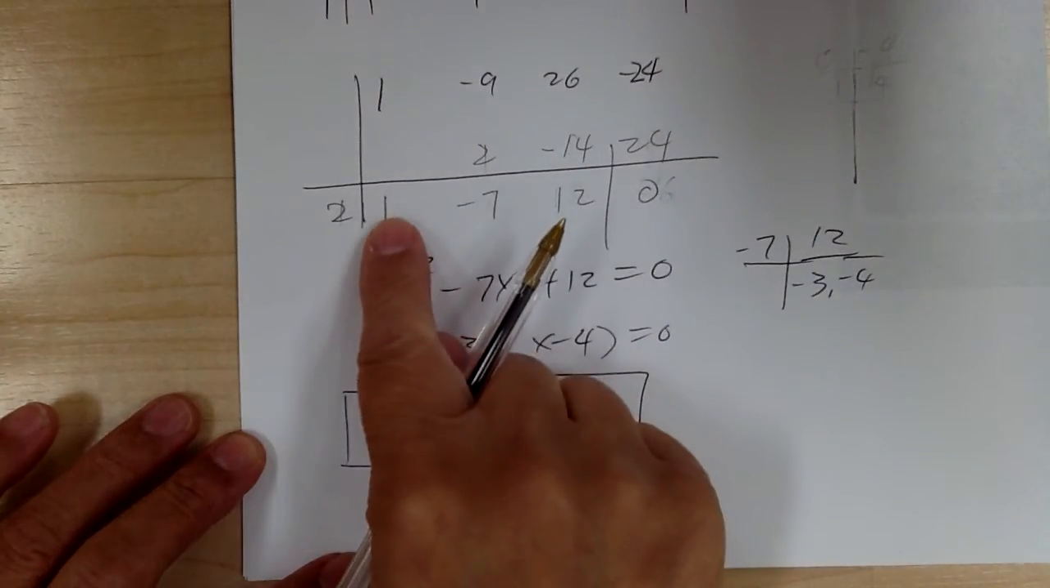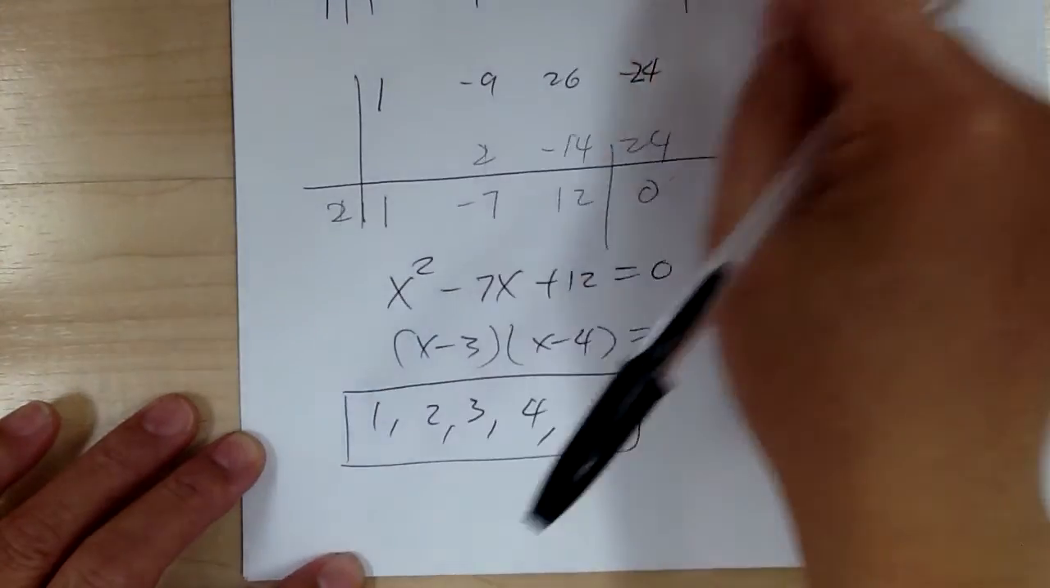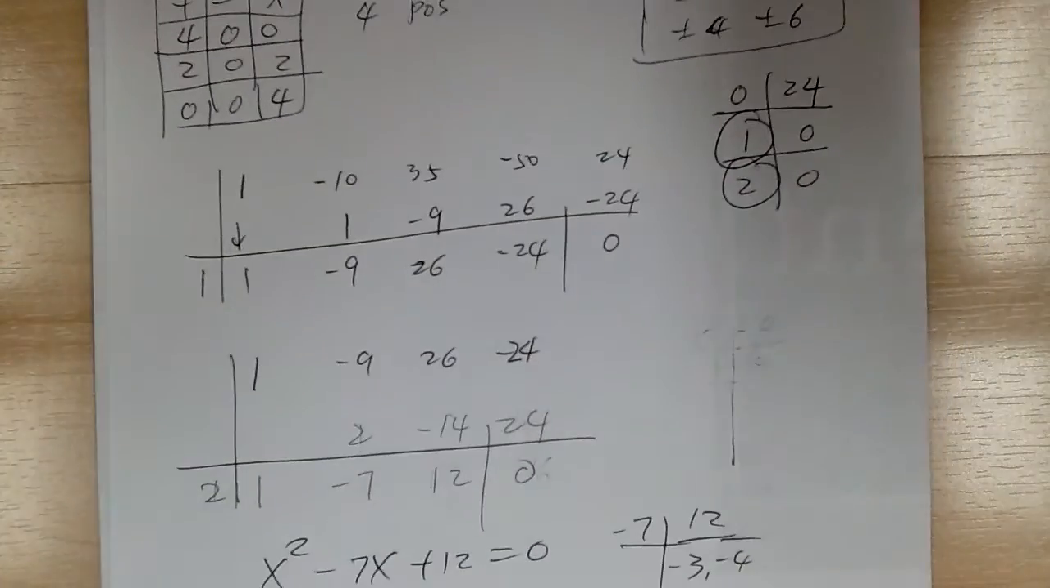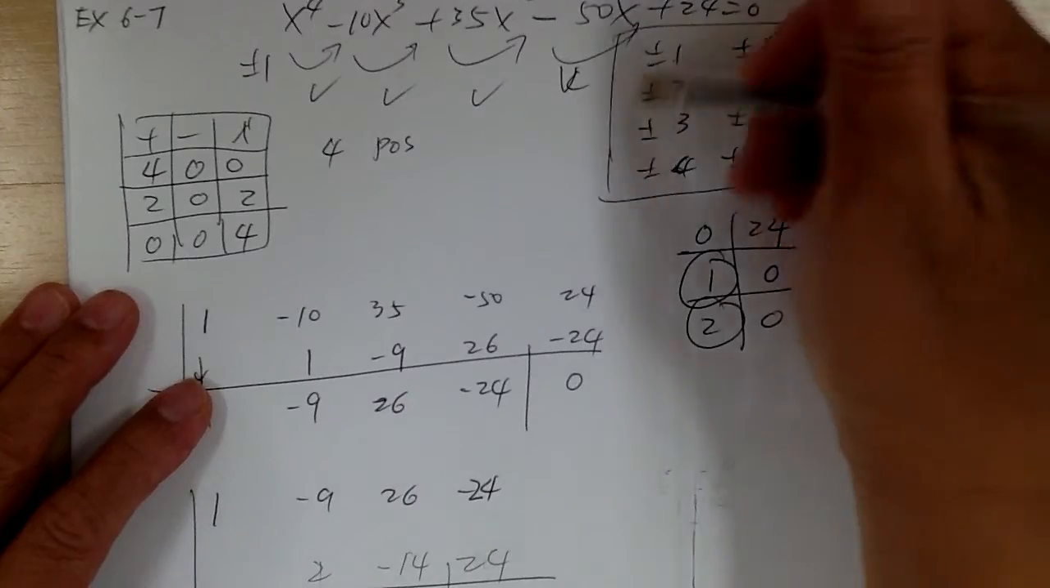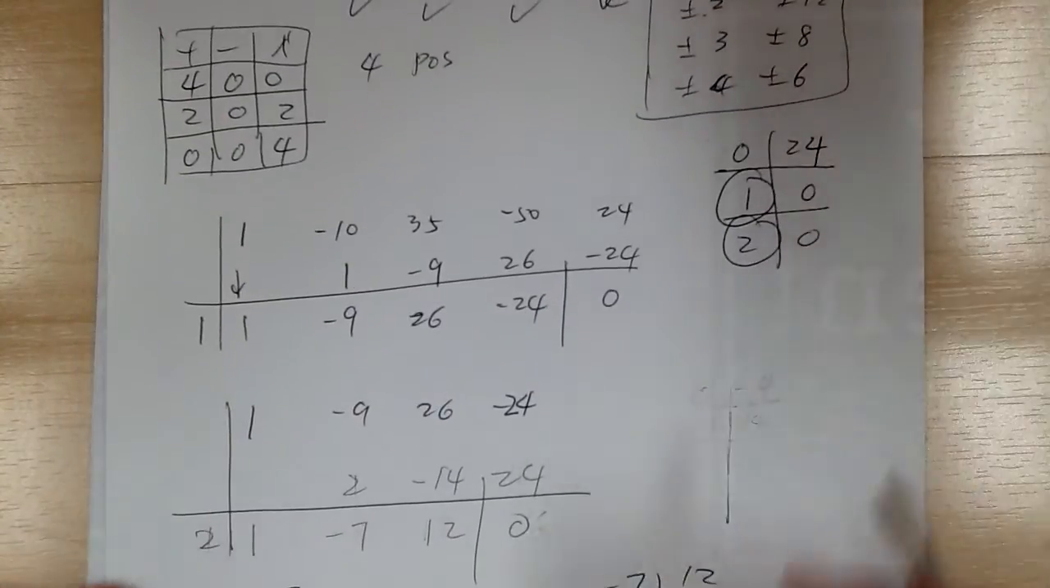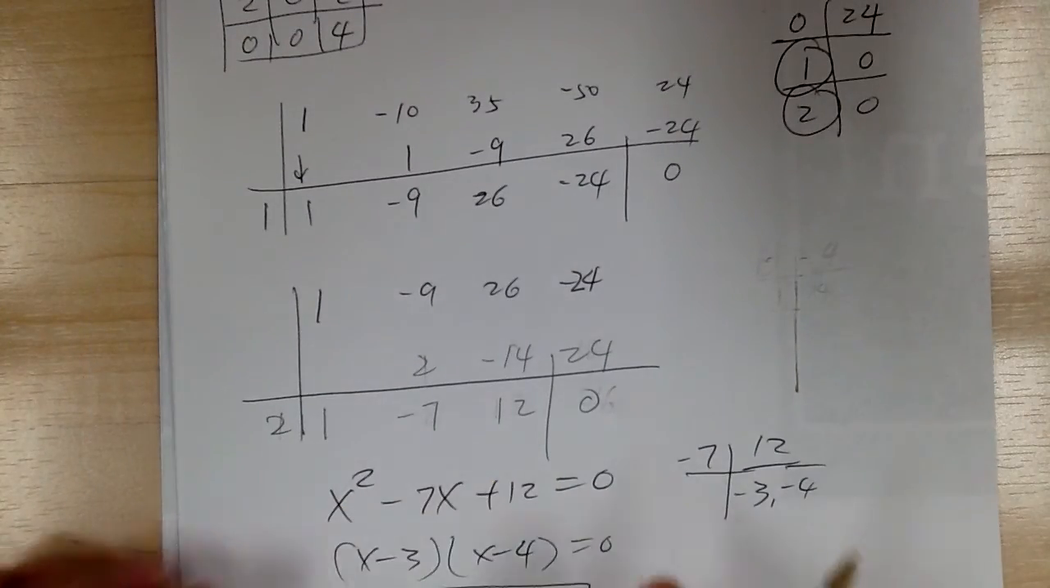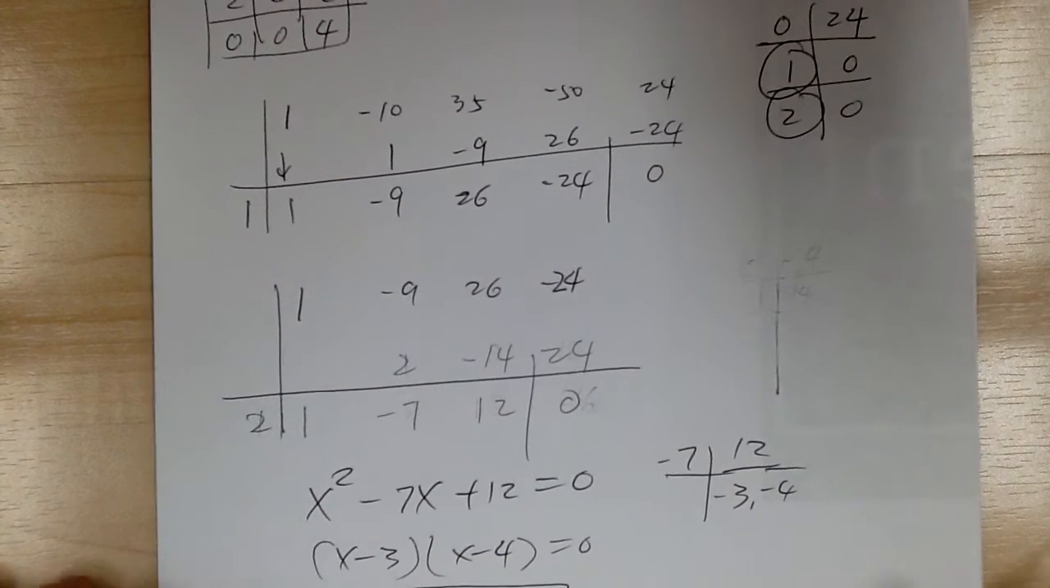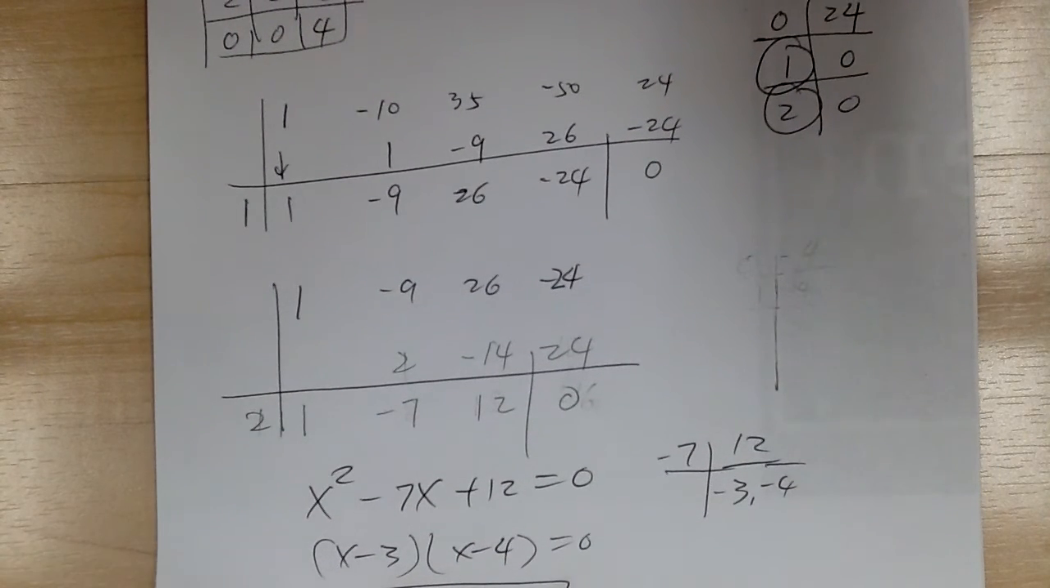So again, as soon as you get a quadratic, don't try to guess again, because guessing from this list takes too much time. Once you get a quadratic, you can know for sure the last 2 roots. Okay, let's go and do the next example.